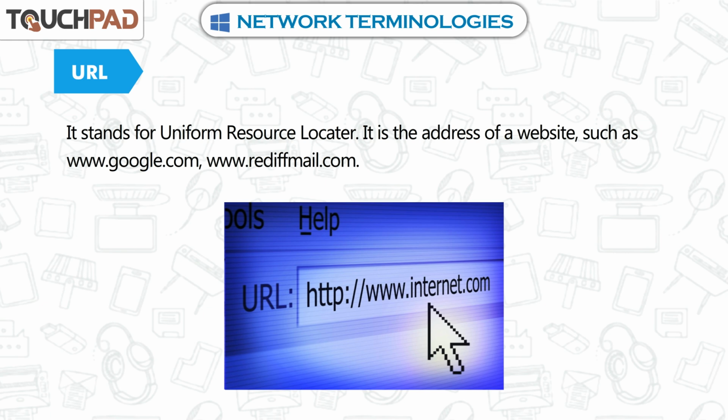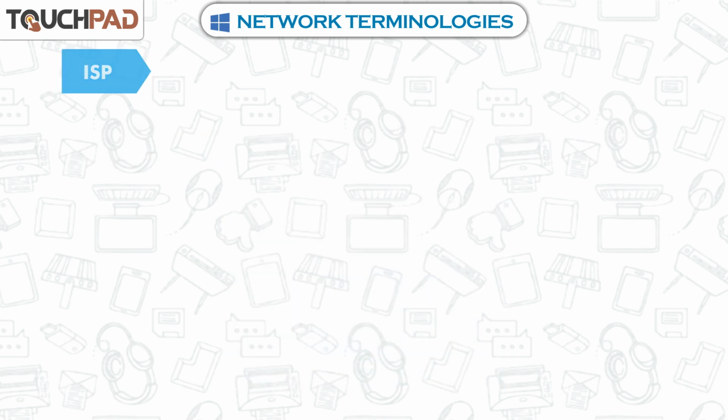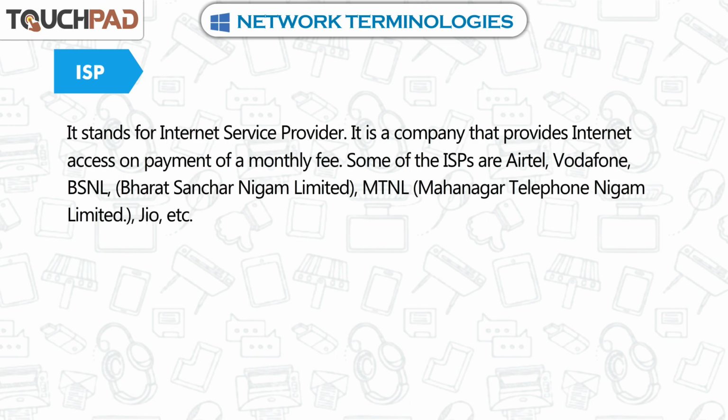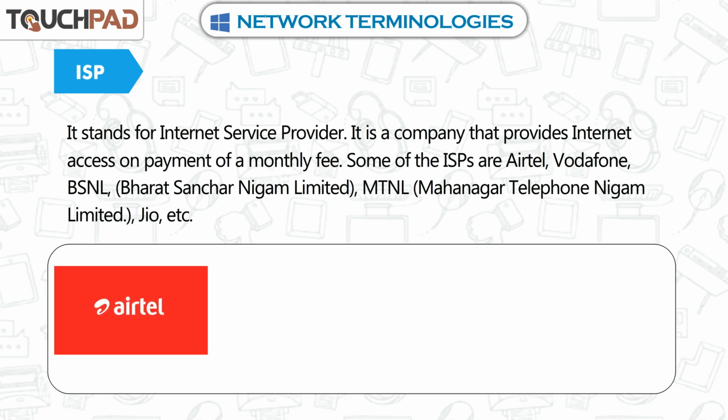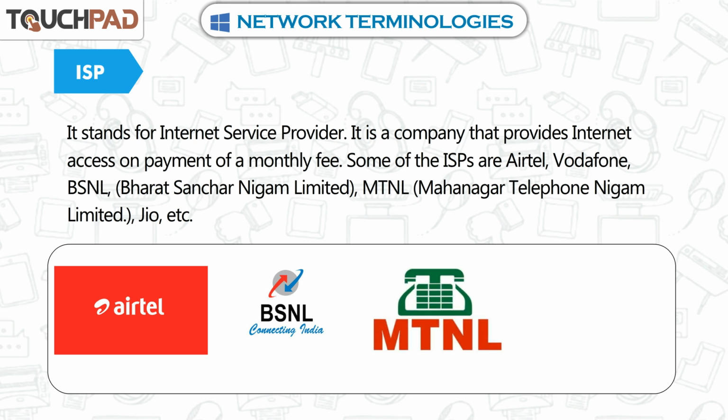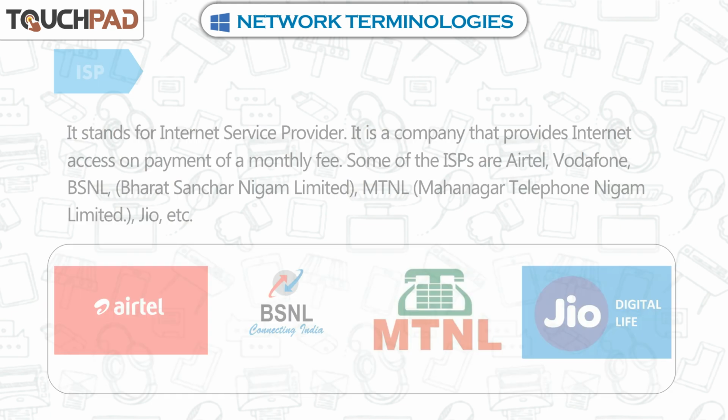URL. It stands for Uniform Resource Locator. It is the address of a website such as www.google.com, www.readifmail.com. ISP. It stands for Internet Service Provider. It is a company that provides internet access on payment of a monthly fee. Some of the ISPs are Airtel, Vodafone, BSNL, Bharat Sanchar Nigam Limited, MTNL, Mahanagar Telephone Nigam Limited, Jio, etc.